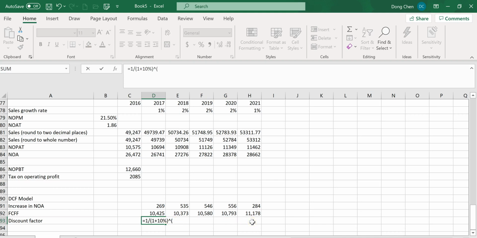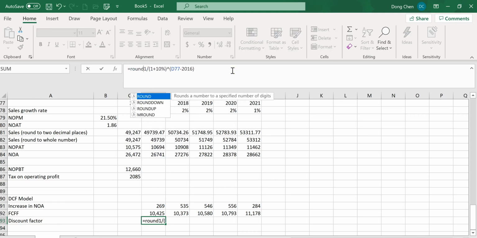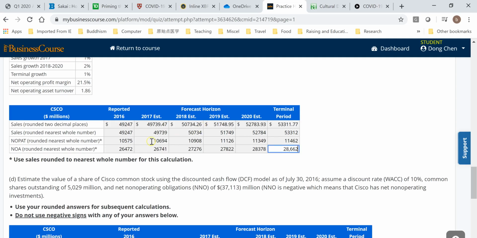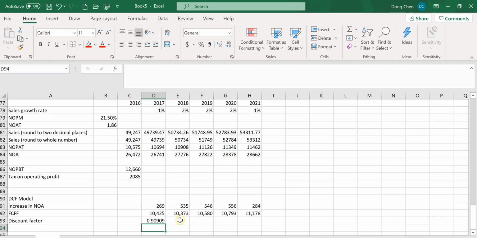So Excel will automatically calculate all the discount factors for me for each year. The power here should be the year number minus 2016, right? So for 2017 it is going to be 1. That's why I said I don't need this for the current year, but I will need it for the future years. I also want to round this to 5 decimal places according to the rounding requirement. If you notice here, rounded to 5 decimal places. Then pull all the cells to the right.